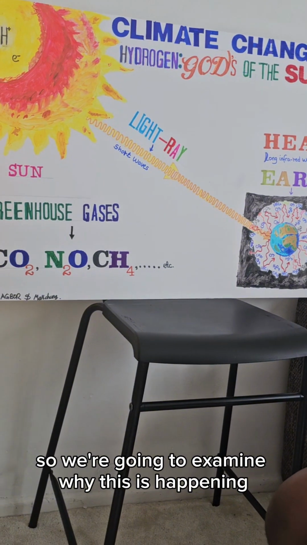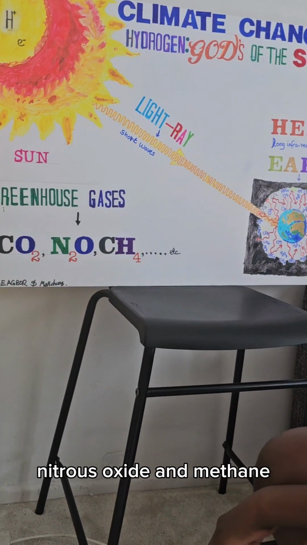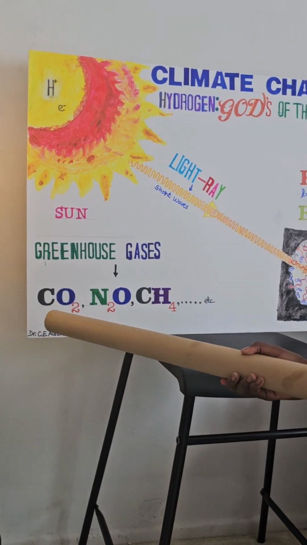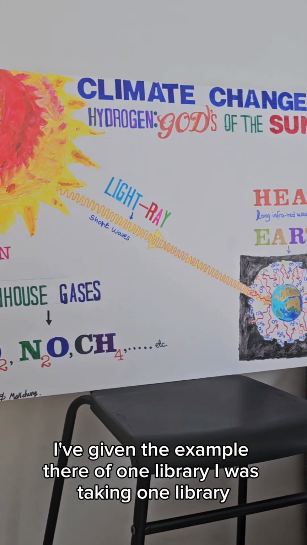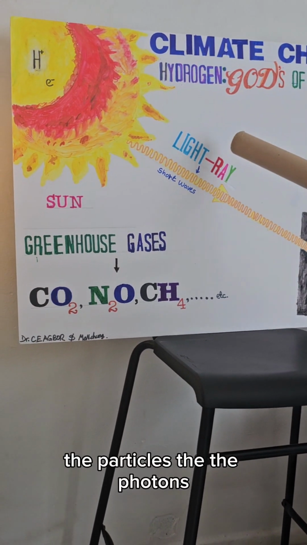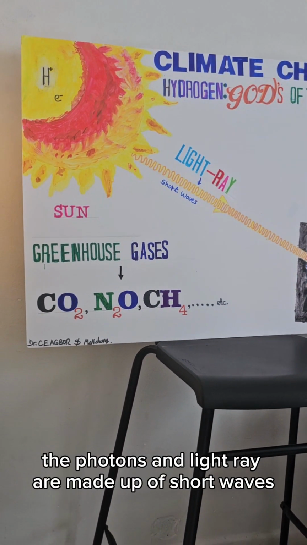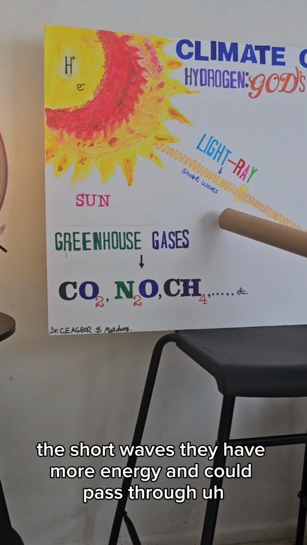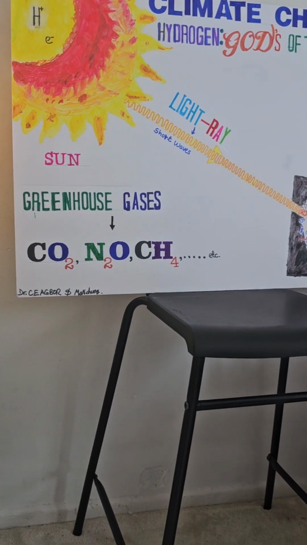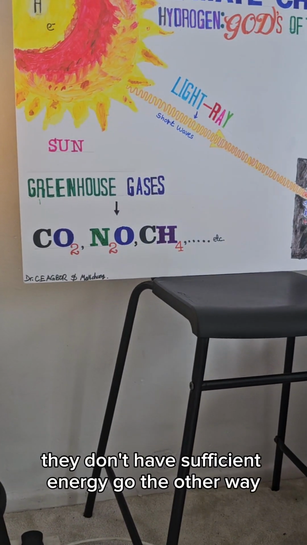So we're going to examine why this is happening. Why does light pass through the greenhouse gases like CO2, nitrous oxide, methane, to name a few, but the heat that is generated cannot go the other way as it's supposed to? Now, if we look at one light ray, we see that the particles, the photons, the smallest light particles, are made up of short waves. The short waves have more energy and they can pass through surfaces like glass or greenhouse gases. But the heat waves are long waves, long infrared waves. They don't have sufficient energy to go the other way.